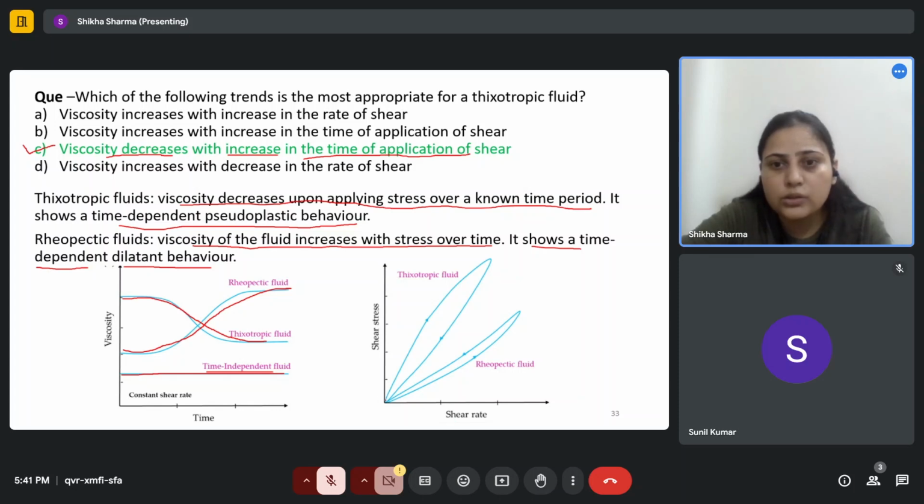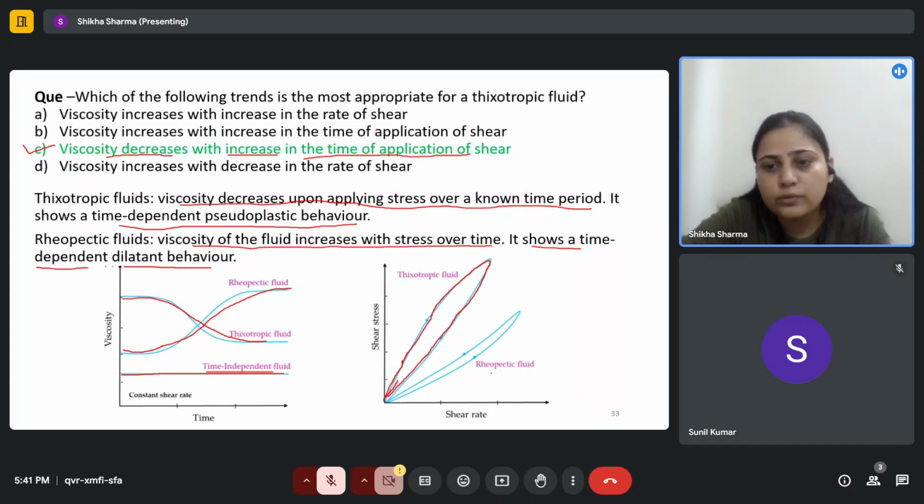In the second graph, with shear stress and shear rate, in the thixotropic fluid, when we increase the shear rate, the shear stress increases, and then it will not follow the same path when it comes back, and its value is going to decrease.